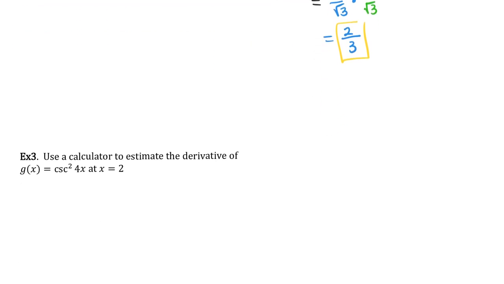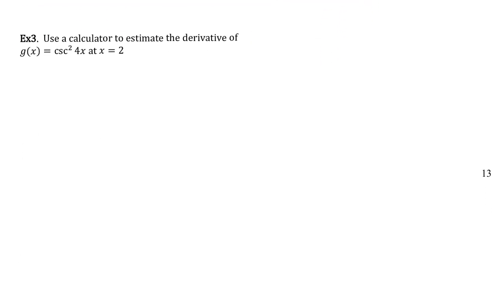Okay, last one, we're going to use a calculator to estimate the derivative, which means don't do this by hand. We're 100% going to use my calculator. So I want to figure out g prime of 2. And for work, I can just write g prime of 2 is, and I'm going to show you what I'm putting in my calculator just because these are your notes. But if you just write g prime of 2, that's fine.